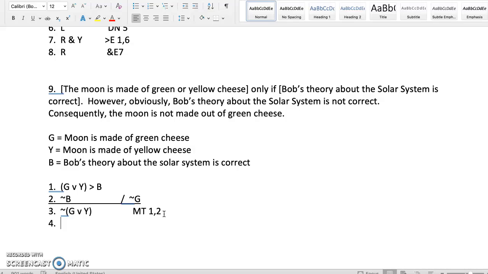All right. So now what? Well, again, we have a rule that deals with negations of disjunctions. It's called De Morgan's. It pushes in the negation onto both sentences and changes the disjunction to conjunction. So we got not G and not Y by De Morgan's of 3. And now it's a very simple step to get our conclusion, not G by itself, by conjunction elimination of 4.